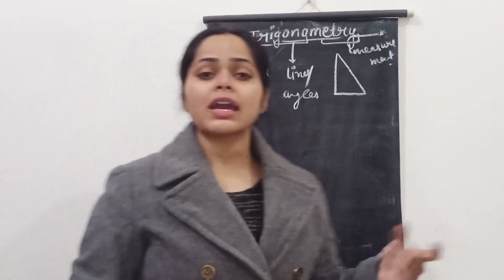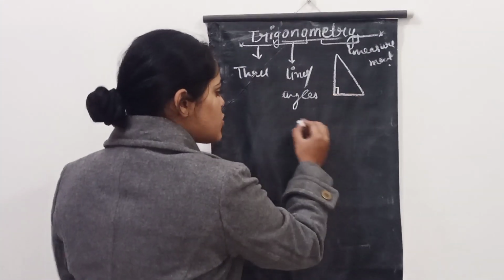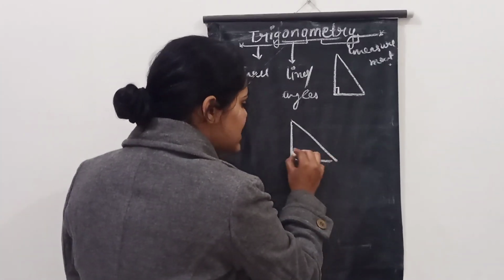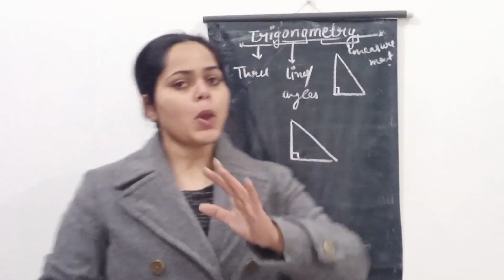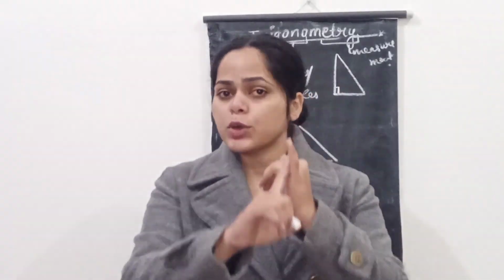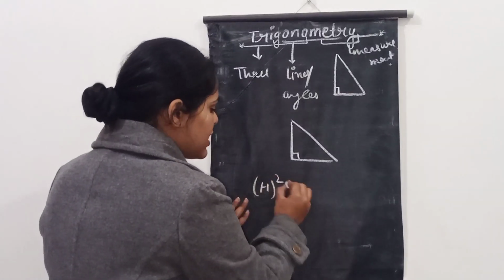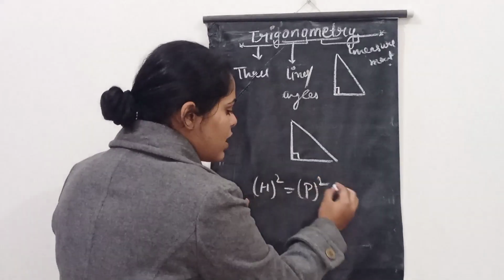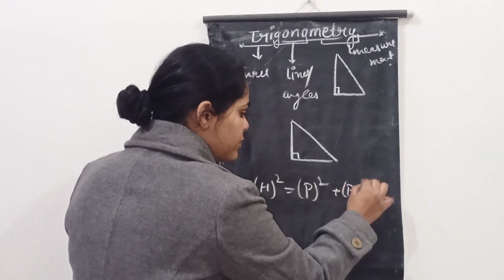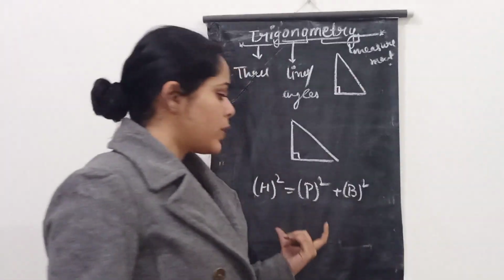As you know, a right angle triangle is a triangle which has exactly one angle of 90 degrees, right? So this is a right angle triangle. In this triangle, one angle must be 90 degrees. As you have studied in your previous classes about hypotenuse, perpendicular and base, or the Pythagoras theorem: the square of the hypotenuse is equal to the square of the perpendicular plus the square of the base. This equation is known as the Pythagoras theorem, right?